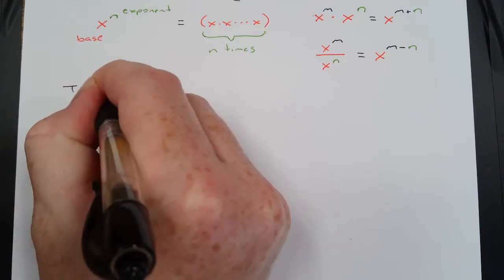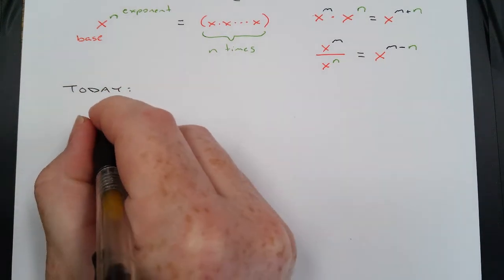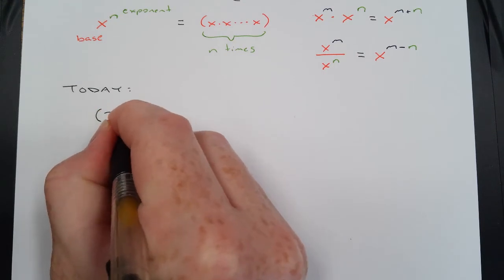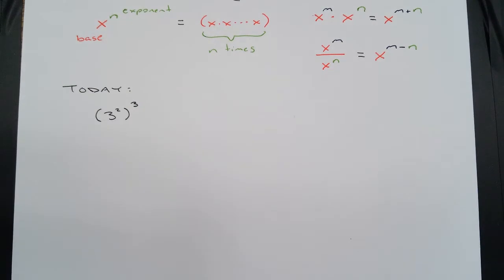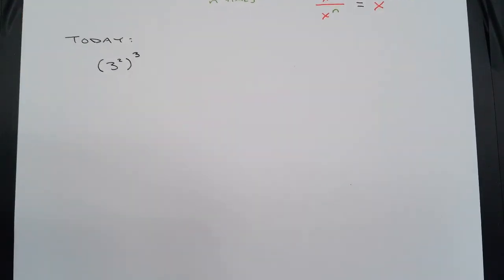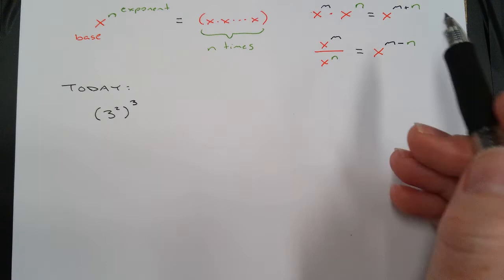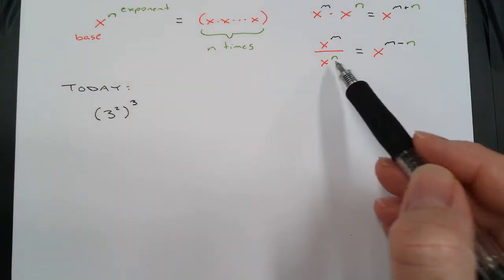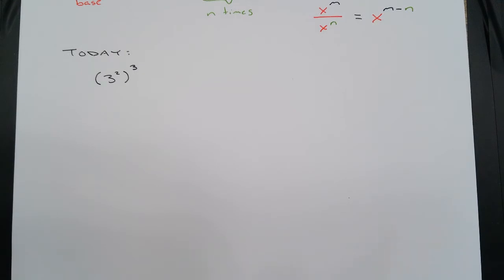So for today, let's start with this kind of problem. 3 squared to the third power. Now, initially, this might be confusing for you. You might not know what to do. You might try to maybe add them like you did here. You might try to subtract the exponents, but neither way is what you are supposed to do.